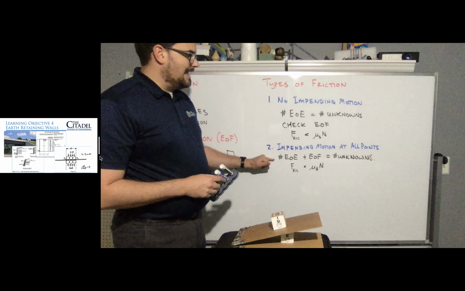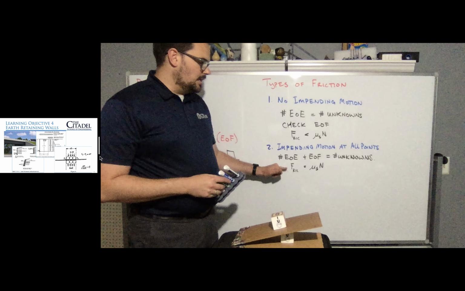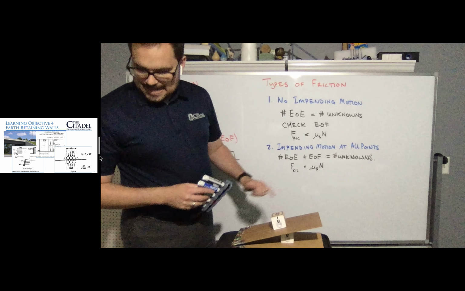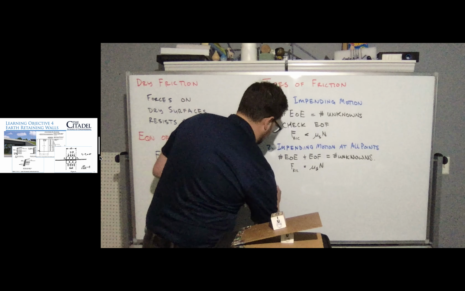So we've got no impending motion, where equations of equilibrium are enough to get it done. We have impending motion at all points, where the number of equations is equal to the number of unknowns, and we just have to set the friction equation equal to mu sub s times N. And then we can have the situation where we have impending motion at some points.